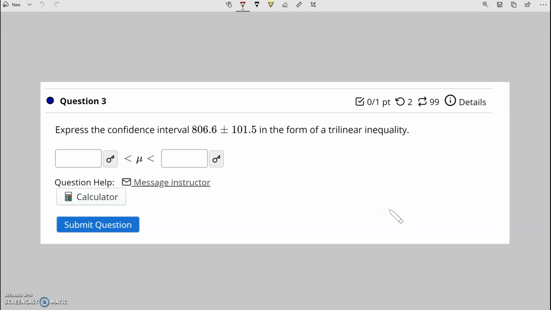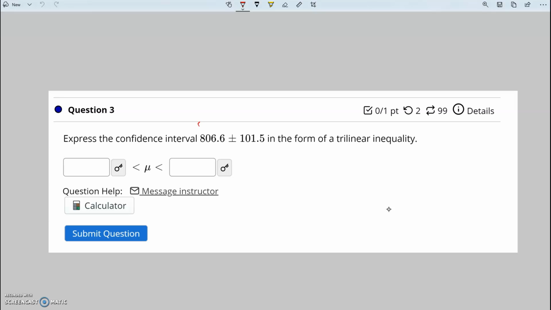Hi there. For this question, it's just the reverse of what we did in questions 1 and 2. This is given to us with the sample mean, plus or minus the margin of error. In order to figure out what the low number is and the high number is, we'll call this the lower bound. Call it lower, and this is upper.